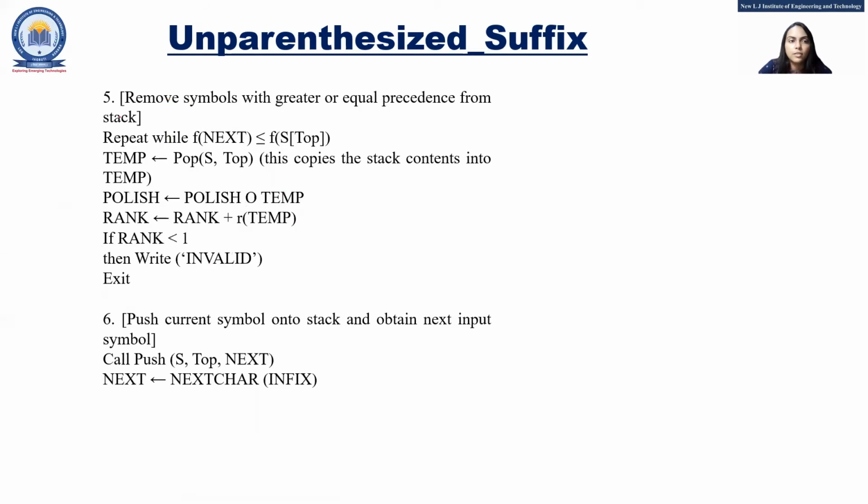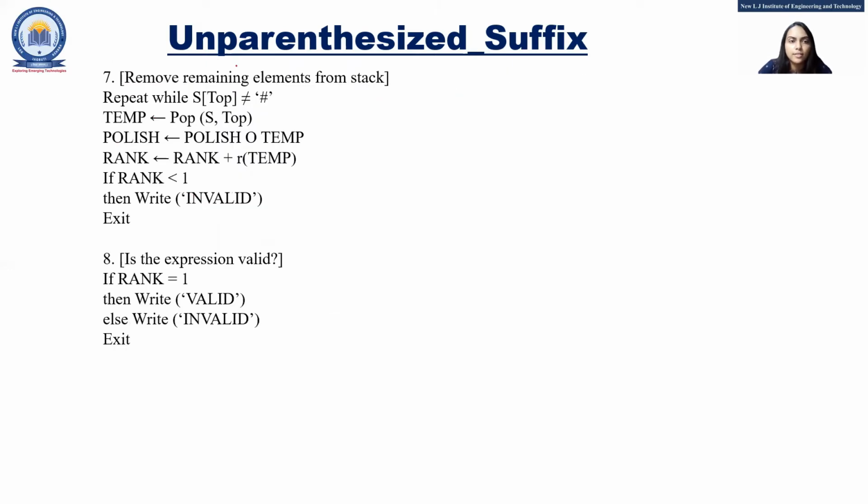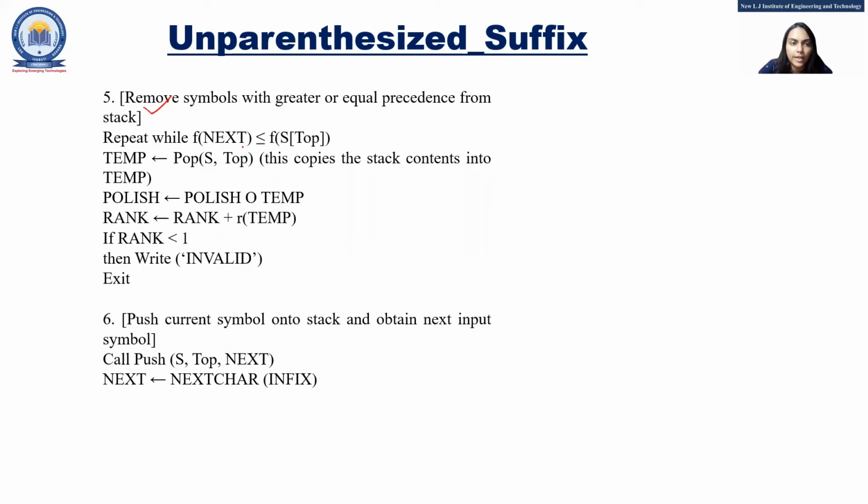So now what is the fifth step? We have to remove symbols with greater or equal precedence from the stack. So now let us see this A. So hash, and can you see this, students? We have to repeat while f of next is less than or equal to f of top. So students, if f of next is less than or equal to f of s of top, then only we have to perform this pop operation.